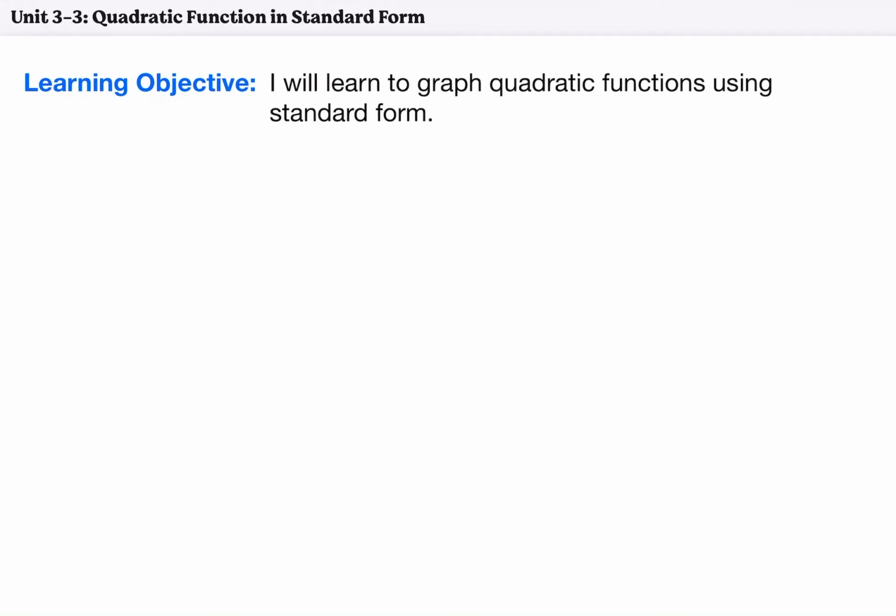All right, class, in this lesson, we are going to learn to graph quadratic functions using standard form. So let's go ahead and get started.